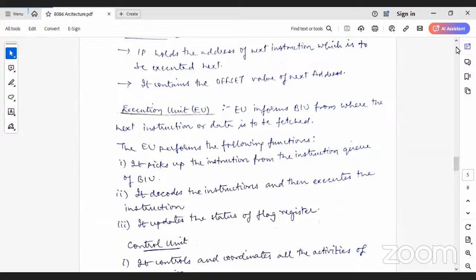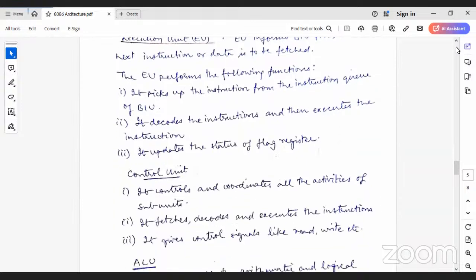So it will inform the BIU from where it has to take the next instruction, and the EU performs the functions of picking up the instruction from the instruction queue of BIU. It decodes the instruction and executes them. It updates the status of the flag register. It is updating the status of the flag register because the arithmetic logic unit is there within the execution unit only. So that is why one of the functions of the execution unit is to update the status of the flag register.